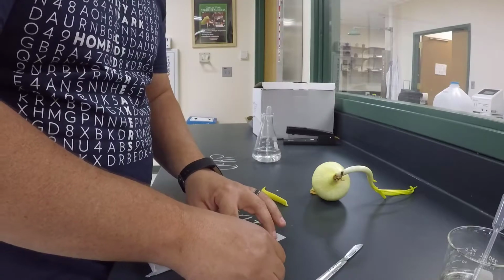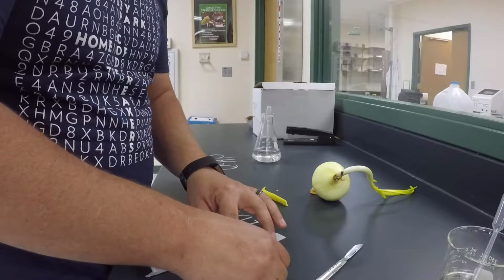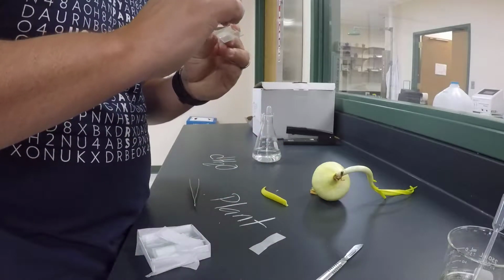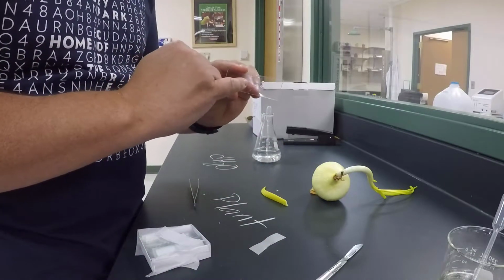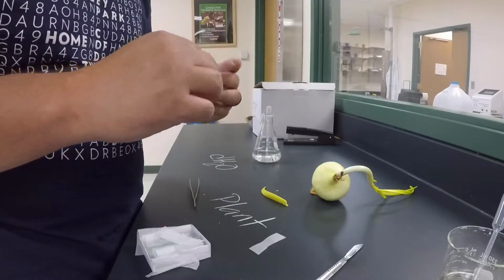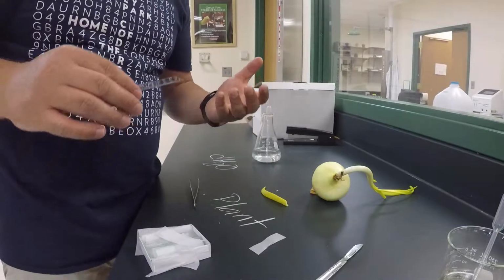In this case I'm just going to provide a little bit of pressure to flatten that material out, and then you've made a wet mount. So you have a little piece of tissue on there in water, and now you can examine it underneath both microscopes.